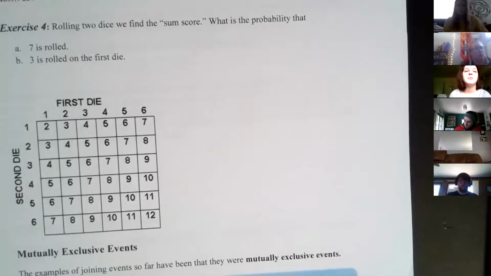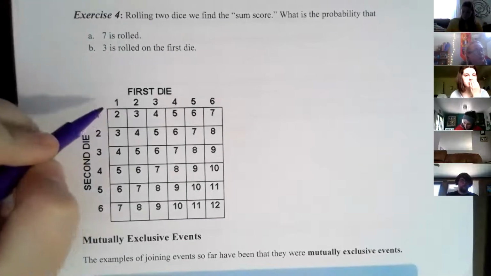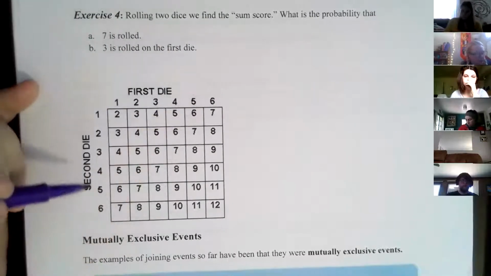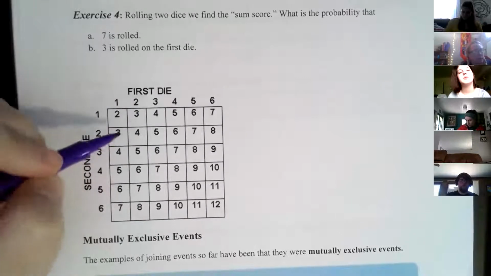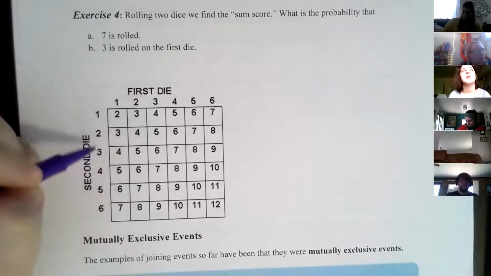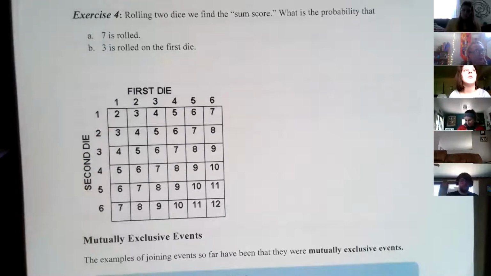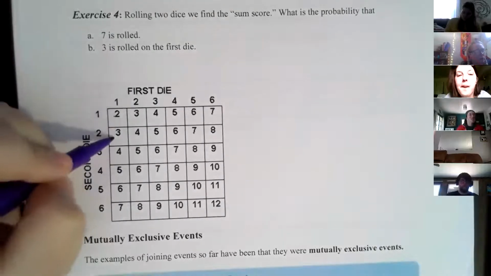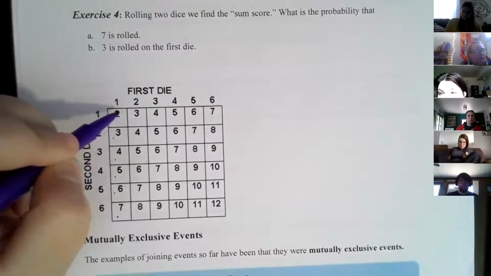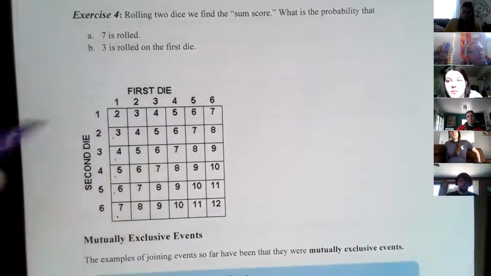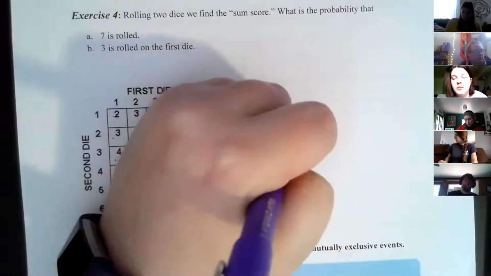So we could look at this as a sum score. So if I look at the first die and the second die, 1 plus a 1 is a 2. A 2 plus a 2 is a 4. A 1 and a 3 would give me a 4. So I have 1, 2, 3, 4, 5, 6, 6 by a 6, which is 36 outcomes.